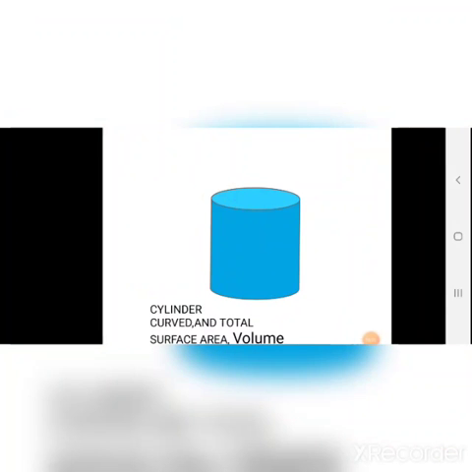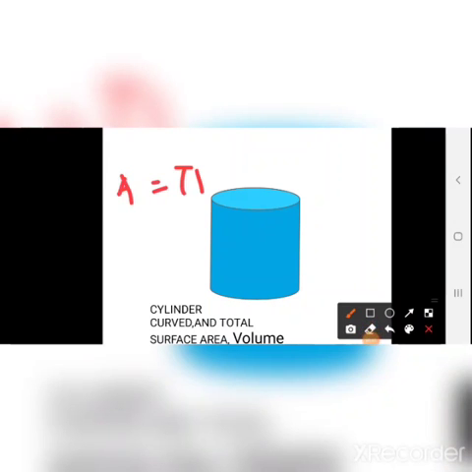Volume is the capacity of the cylinder, what water or air it can hold. As I said, the top and bottom of the cylinder is in circular shape. So the area of the circle is pi r square. Now here this pi r square is getting height. So volume will be pi r square h. This way we can understand how the formulas are created.